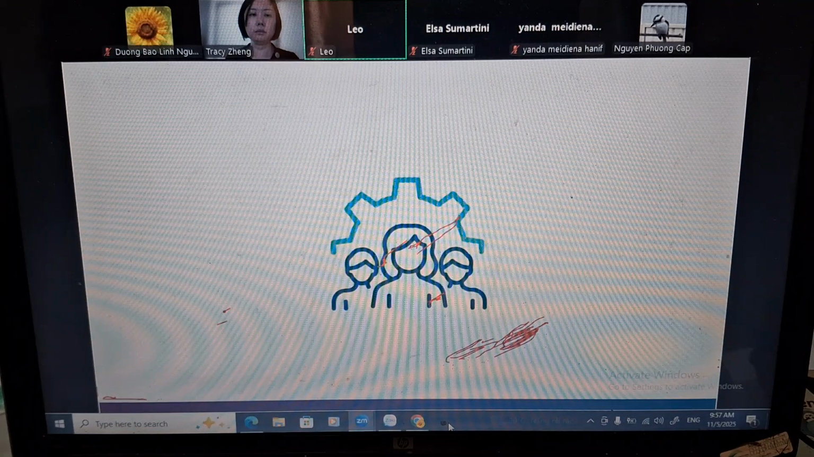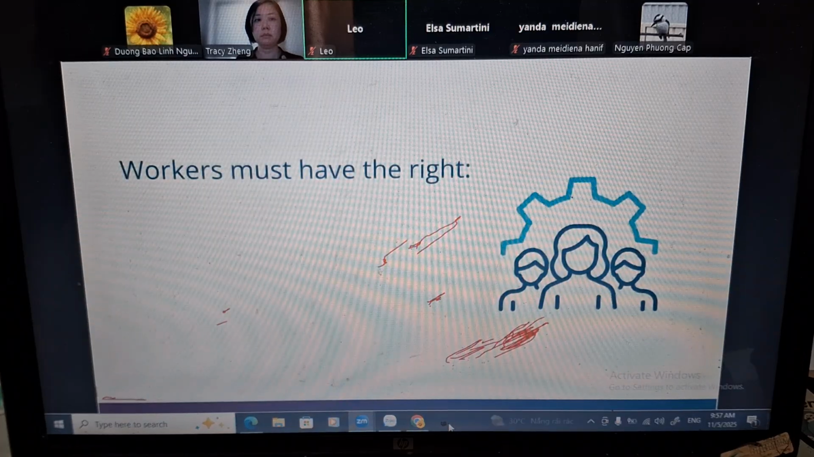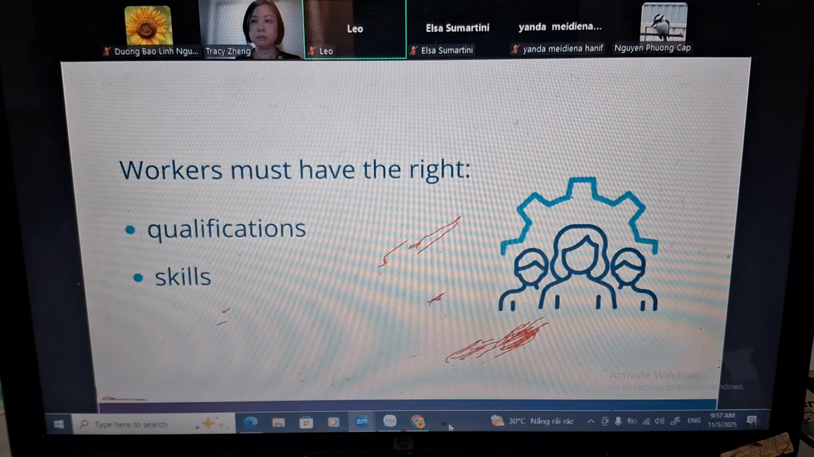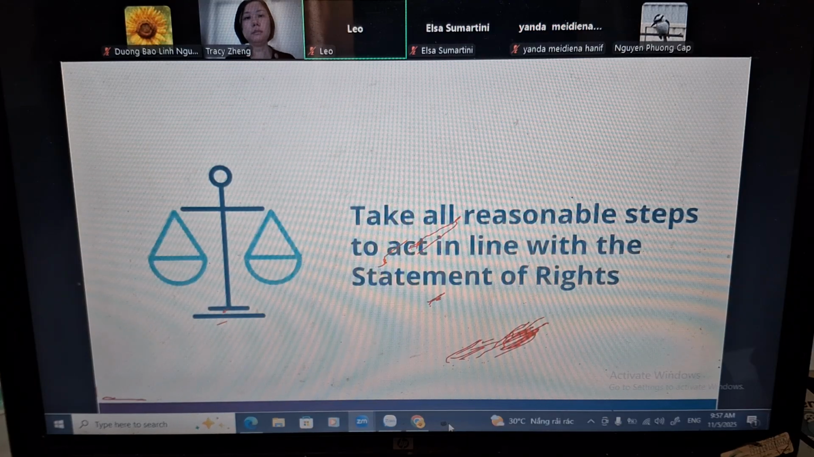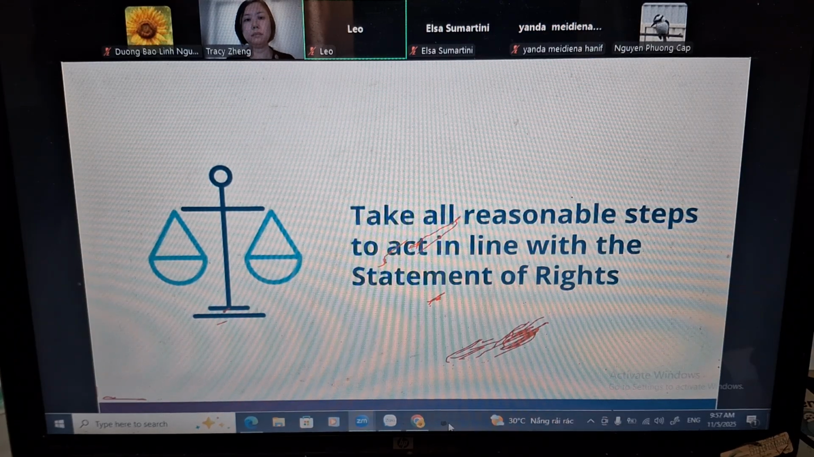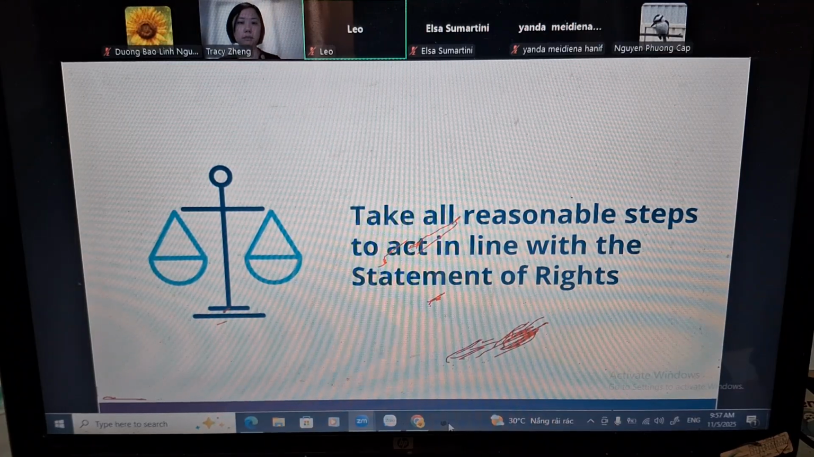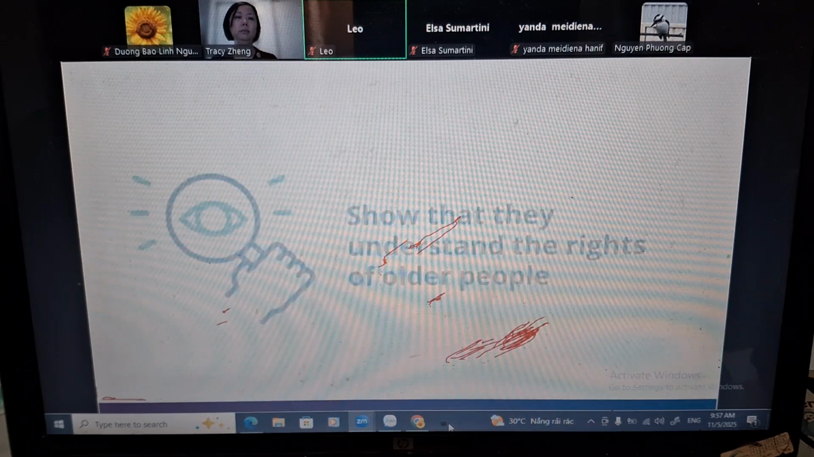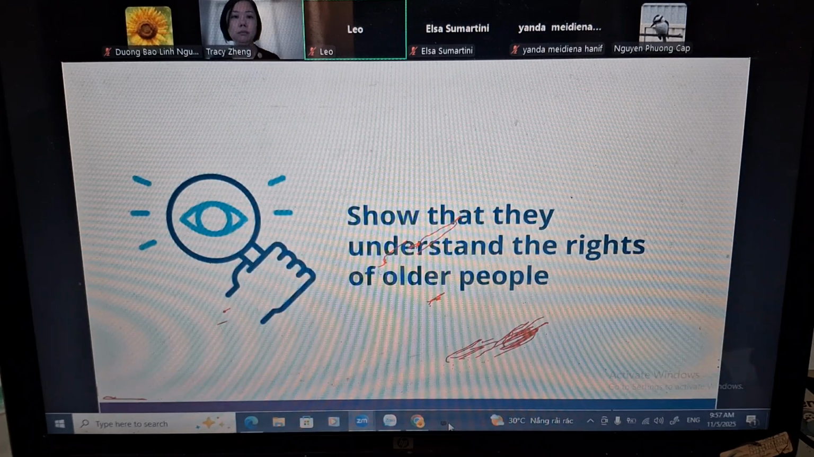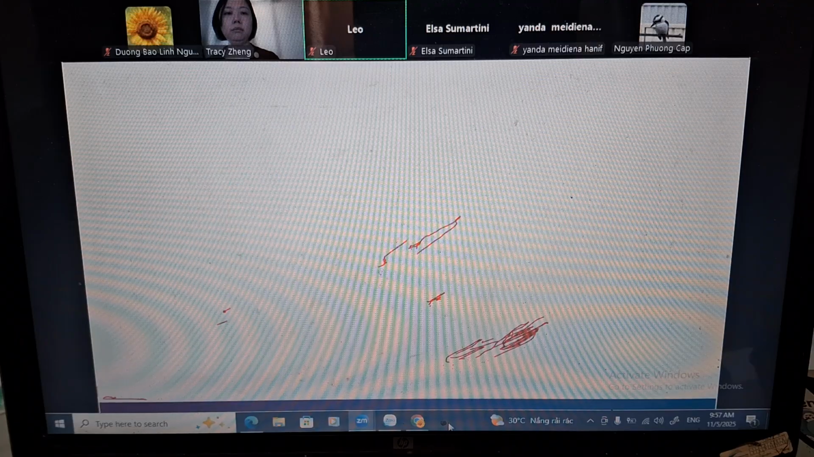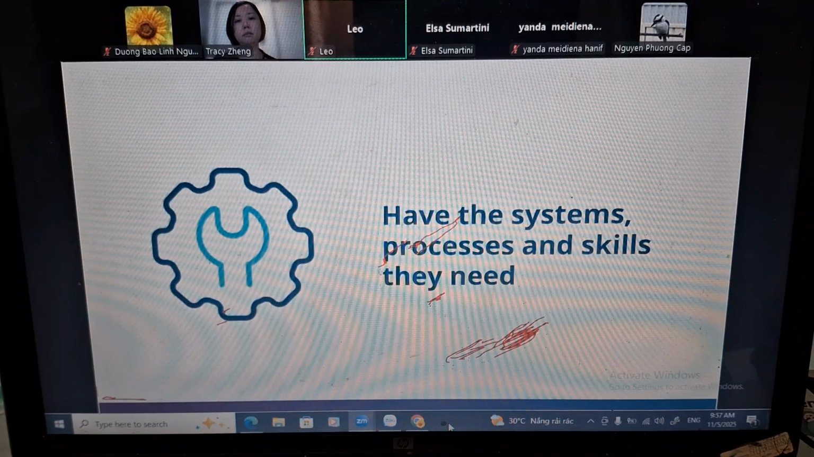Providers need to make sure that they act in line with the Statement of Rights. This includes making sure their workers have the right qualifications, skills, and experience. Providers must take all reasonable steps in proportion to the level of risk to older people to act in line with the Statement of Rights when they deliver aged care services, show that they understand the rights of older people under the Statement of Rights, and have the systems, processes, and skills they need to uphold the rights of older people.